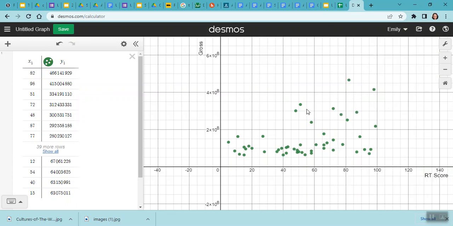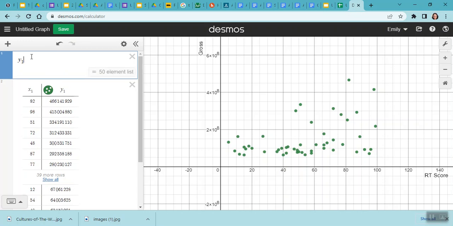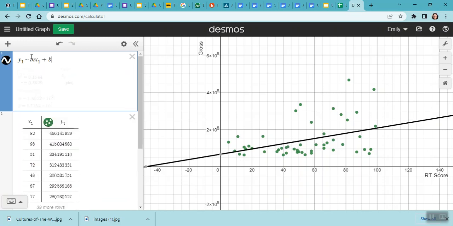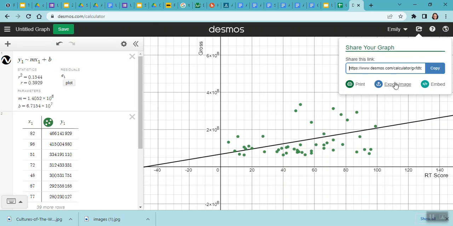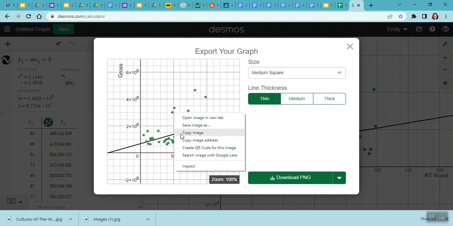Okay. Now we need a line of best fit. So we know y equals mx plus b. What we're going to do is code that a little bit. For the y, we need to use y1, that is the header for this table. y1, then the tilde, which is on the top left of your keyboard, and then mx1 plus b. So you can see a nice picture of your line, and you can copy that picture by going to Share Graph and Export Image, and then just right click on the picture and copy it.